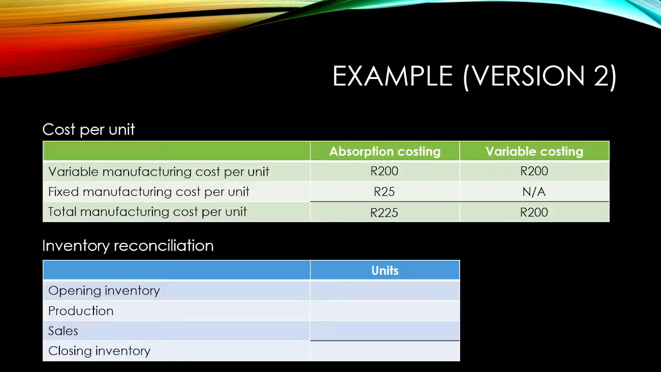Let us start again with our cost per unit calculation and our inventory reconciliation. Only the number of units produced changed, so nothing changes in our cost per unit calculation. Our absorption cost per unit remains at 225 Rand, while our variable cost per unit remains at 200 Rand. If we look at our inventory reconciliation, we start off with our opening stock of 2,000 units. We then produce 12,000 units and sell 10,000 units. This leaves us with closing inventory of 4,000 units.